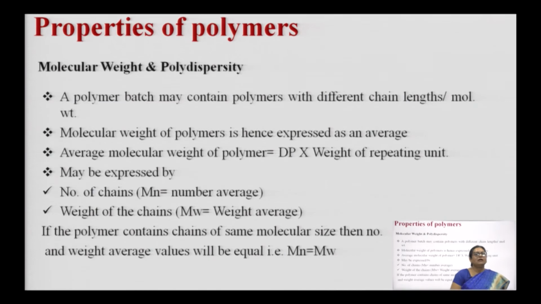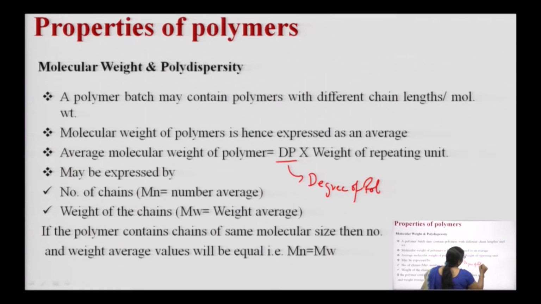we can limit this variability in chain length, but still the variation cannot be ruled out. So, a given sample of polymer will have chains of different lengths and different molecular weights, and this molecular weight of polymers is hence expressed as an average. It is an average molecular weight, not a precise molecular weight, and this average molecular weight is calculated by taking into consideration degree of polymerization and weight of individual monomer unit.